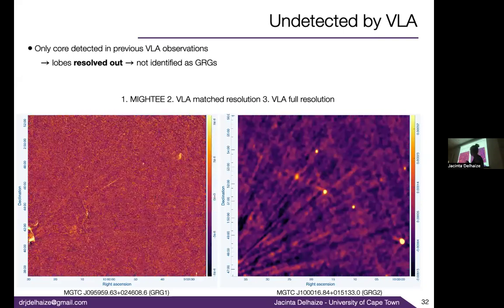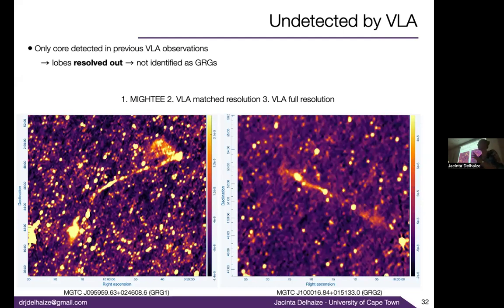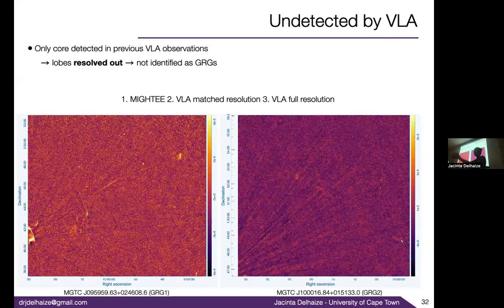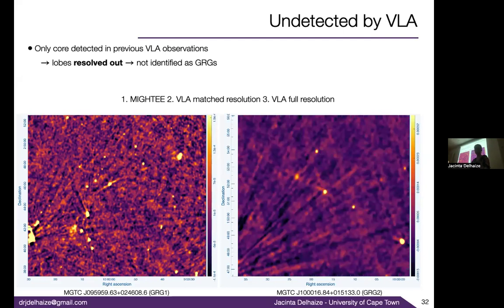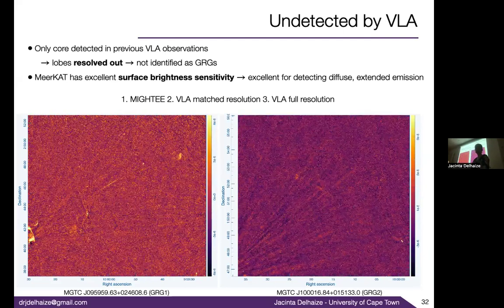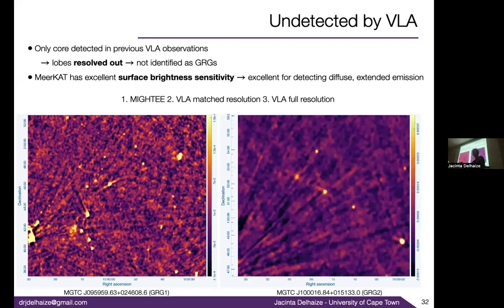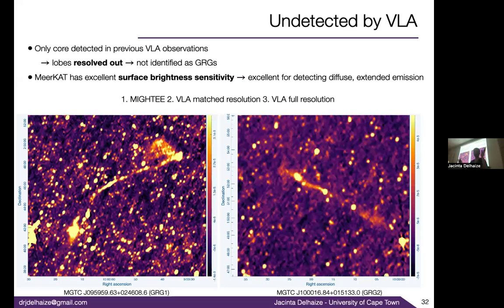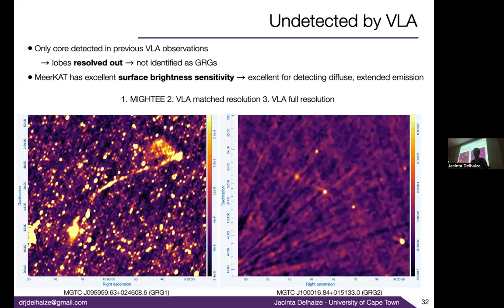Maybe if you squint carefully, you can see this hotspot of GRG3, but there was GRG1, but there was no way that we could identify them as matching to this core, and so they weren't identified as giant radio galaxies. So the lobes are completely resolved out. They don't exist in the data of the VLA because of the configuration of the antennas. It doesn't pick up those spatial frequencies. There's no way you can recover that emission.